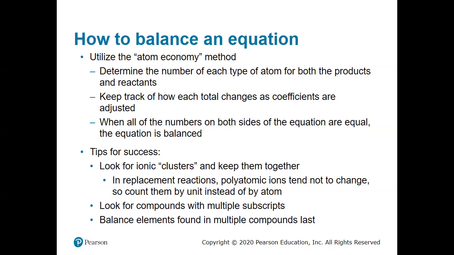Now, some ways to make this easier for ourselves. One thing we can look for are ionic clusters. Try to keep them together. This is particularly true in replacement reactions. So in those replacement reactions where we had a nitrate on each side, or a sulfate on each side, or a carbonate on each side, you can keep that cluster of atoms together, which makes it a lot easier to count them than having to count out each individual element in the cluster.